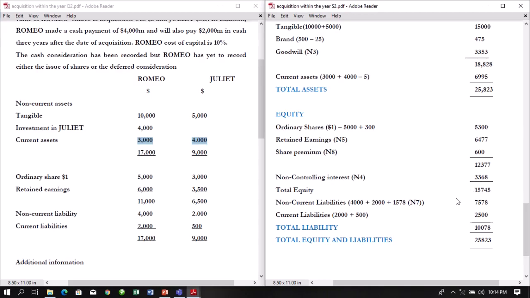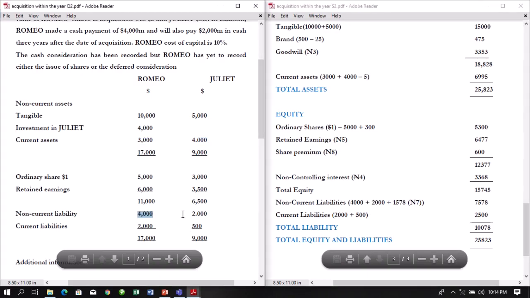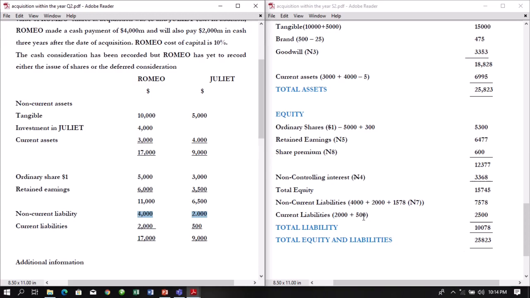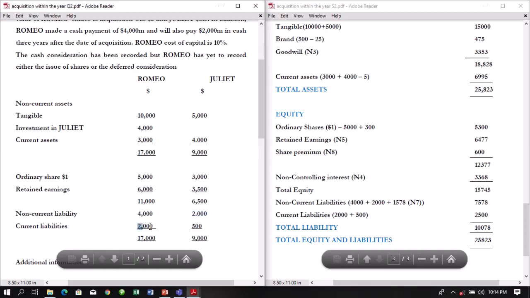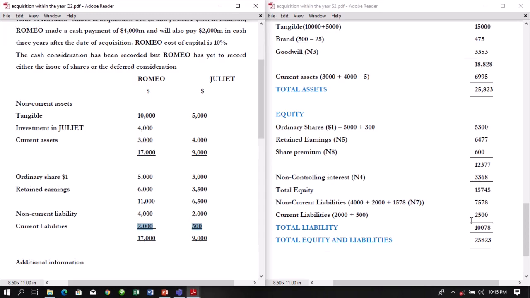We can then go to non-current liability. My non-current liability as given here is 4,000 and 2,000. Coming here, 4,000 and 2,000. Don't forget, deferred consideration, we are to make this payment in 3 years time, and as such it is a non-current liability. As calculated in working note 7, we calculated our deferred consideration as 1578, which gives us 7578. So I can then move to current liabilities, which is 2500 here. So 2500 give me 2500. Automatically my total liability will give me 10,078, and my total equity and liability will be 25,823. And that marks the end of this wonderful question.